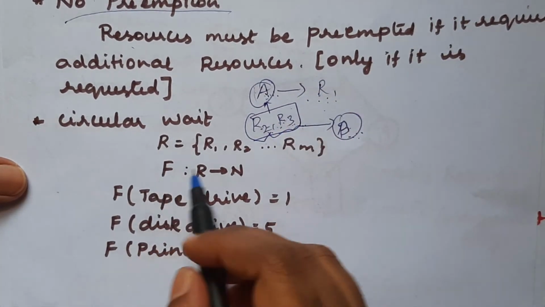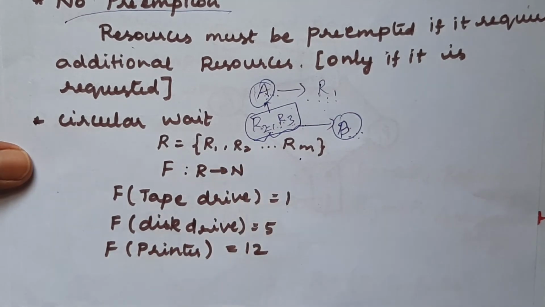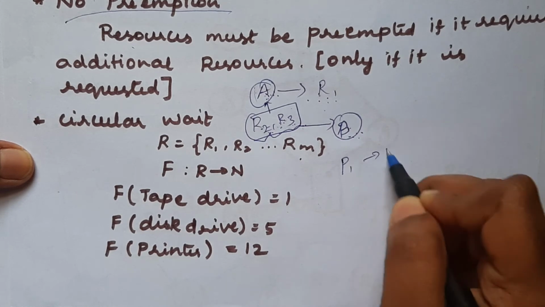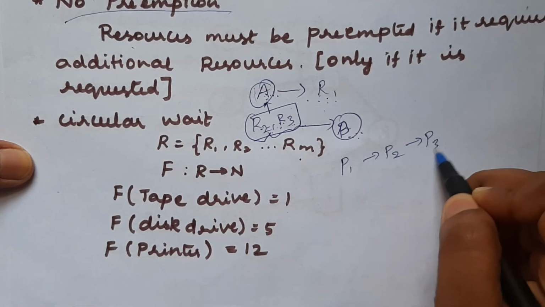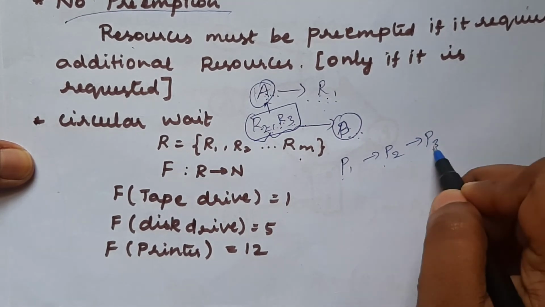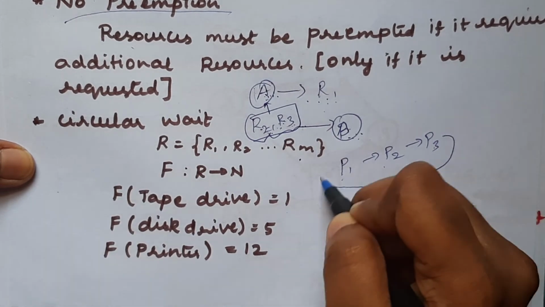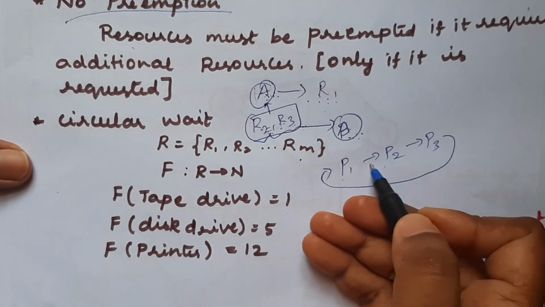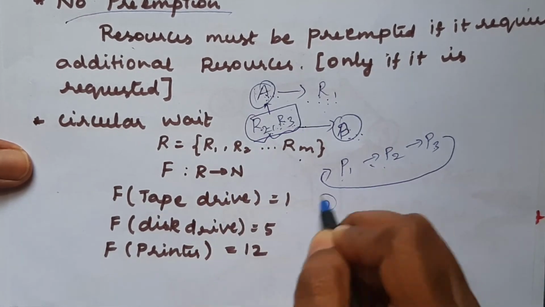Circular wait is nothing but there are some set of resources that are available, and the processes keep on waiting for the next process in a circular manner, which means P1 is waiting for P2, P2 is waiting for P3, and again P3 is waiting for P1. This is what circular wait. How can we deny this condition? So here also we can follow two methods.